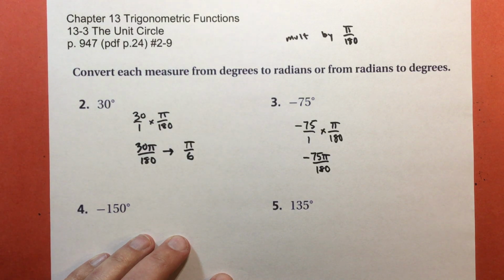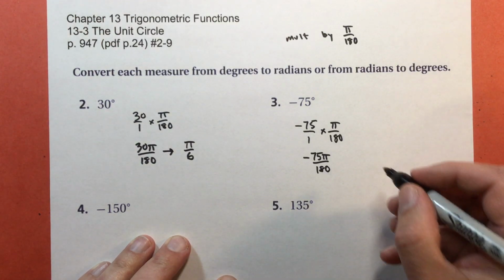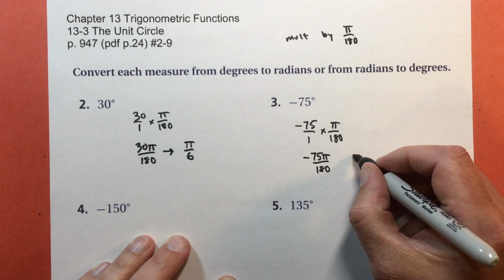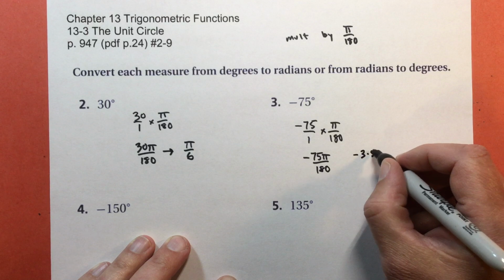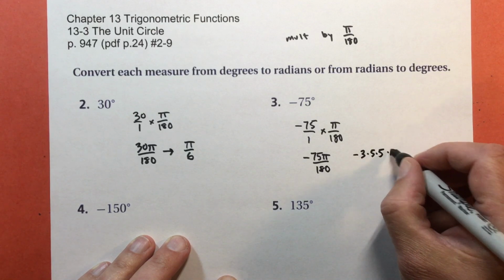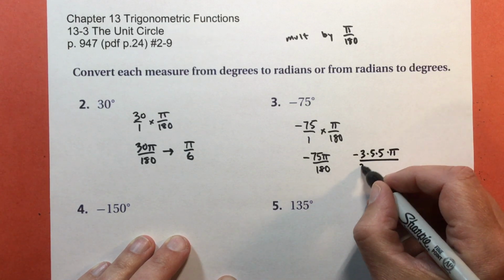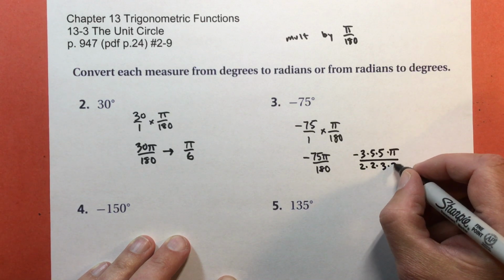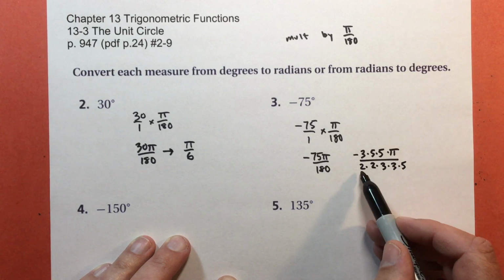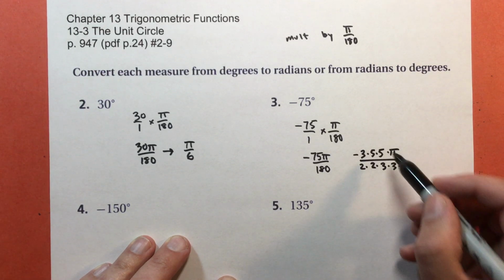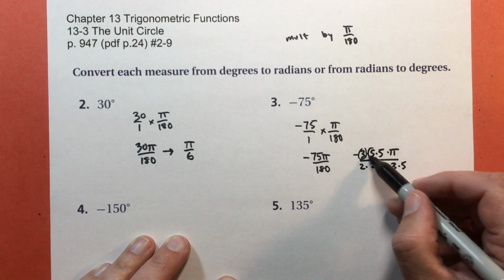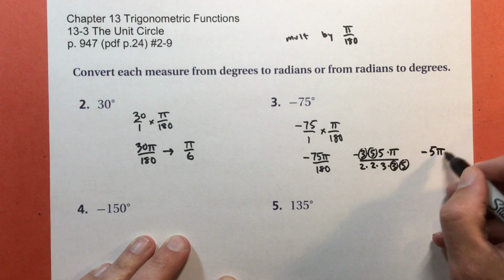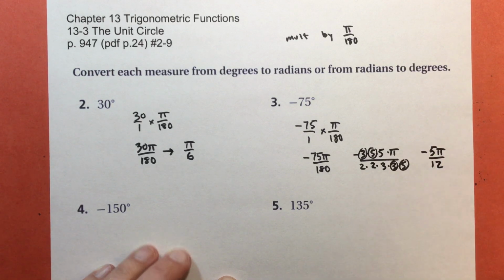You know what, this would probably be a good example for me to factor it in the primes. So I got negative 3 times 5 times 5 times pi. And 180 is going to be 2 times 90, which is 2 times 45, which is 3 times 15, which is 3 times 5. And you might want to just remember 2 times 2 times 3 times 3 times 5. So the 3's and the 5's are going to reduce. This gives me negative 5 pi over 12.